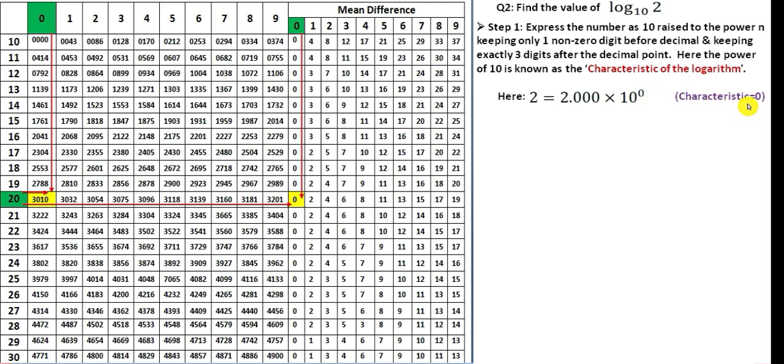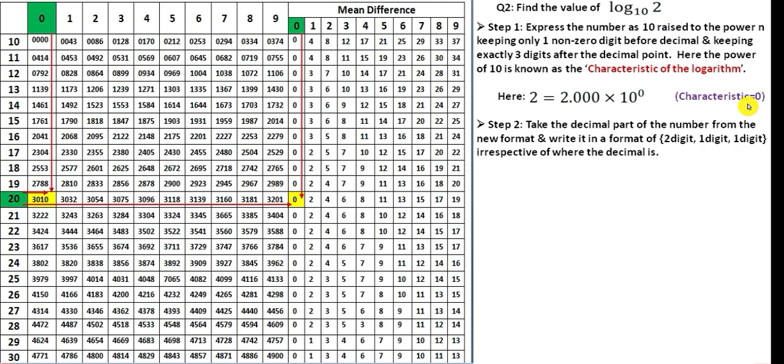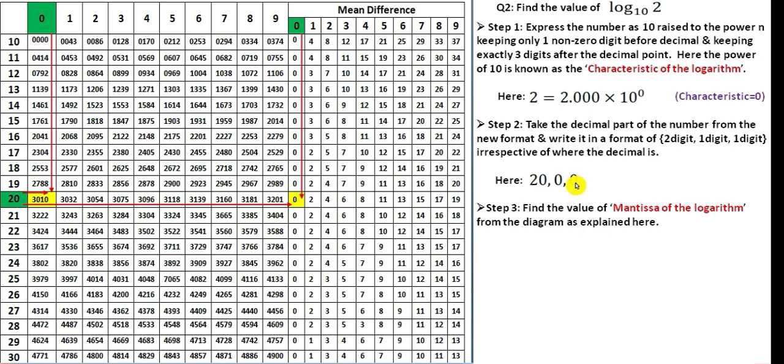So the characteristic is 0. Now the next step is to write the values in 2 digit, 1 digit, 1 digit format of this decimal part of the new format. So from here it is 2.000. From that you write it as 20, 0 and 0. Okay, first 2 digits, then 1 digit, then 1 digit. Then what you have to do? We have to find these numbers.